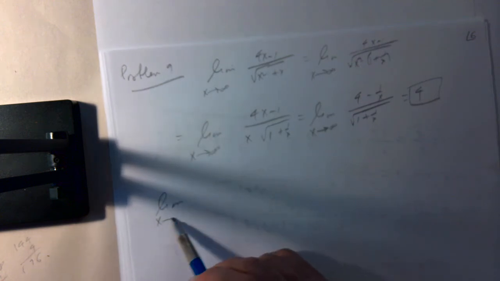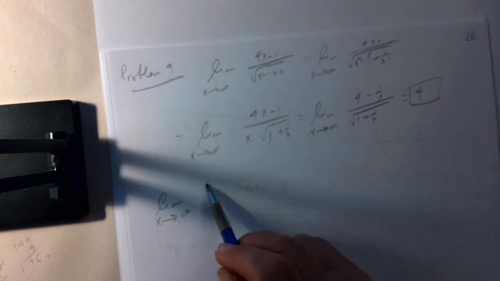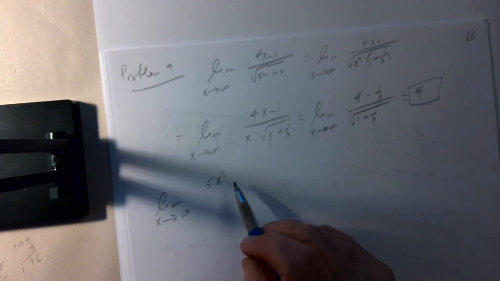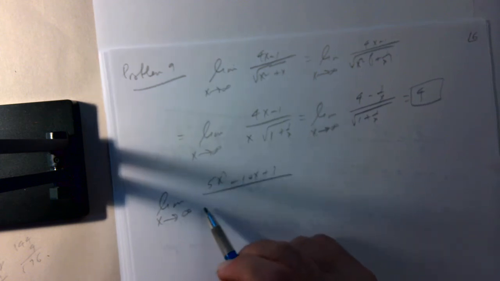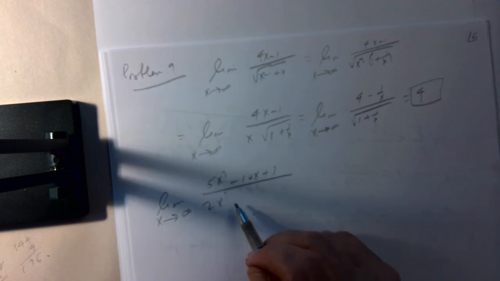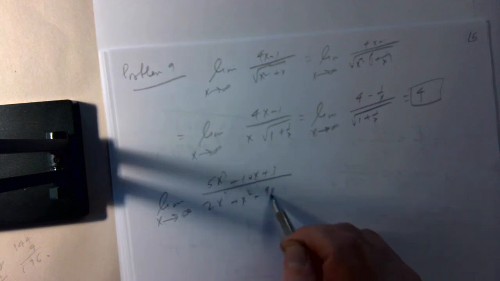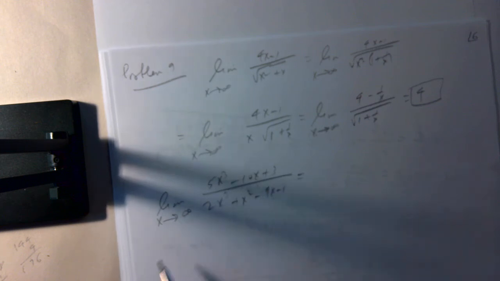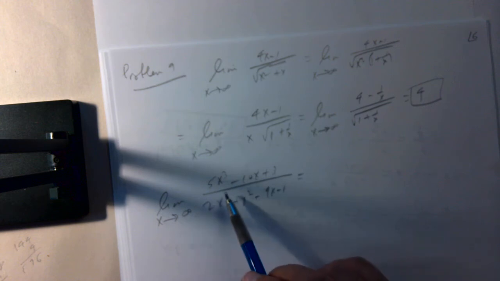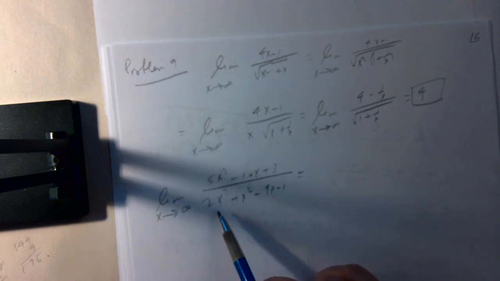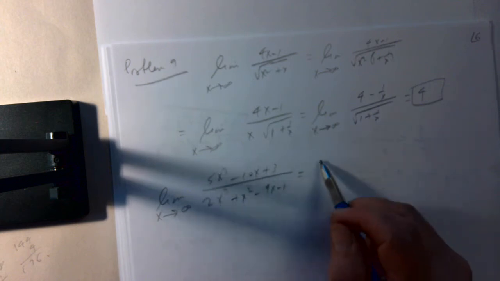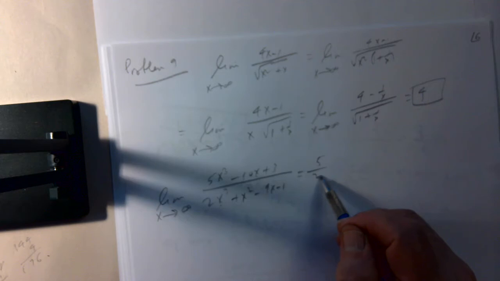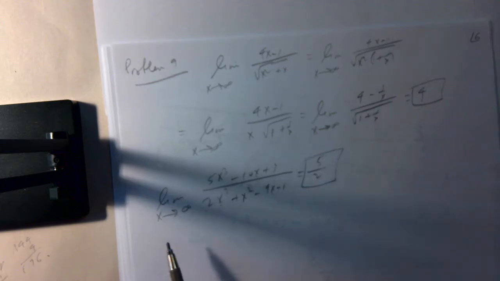If we take the limit as x goes to infinity of 5x cubed minus 10x plus 3 over 2x cubed plus x squared minus 9x minus 1, when you have a rational function that is a quotient of polynomials and they're of the same degree, as x goes to infinity, the limit is just the ratio of their leading terms. So that would be 5 over 2. That's the answer.